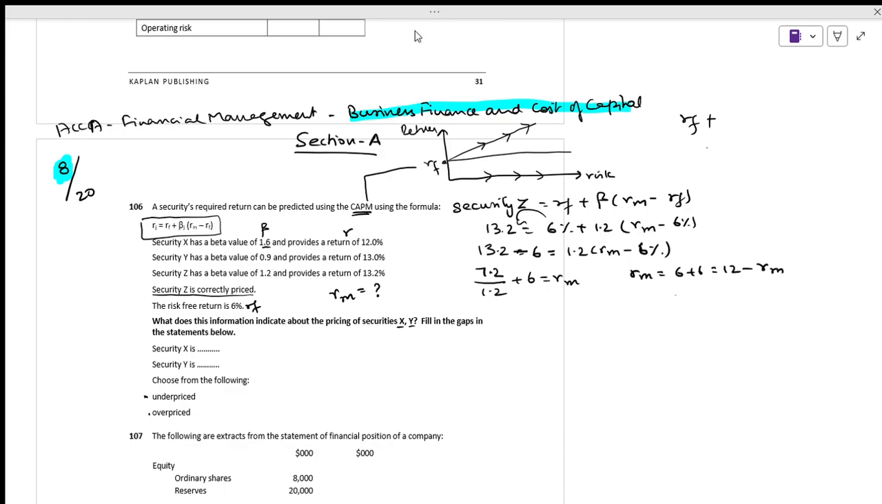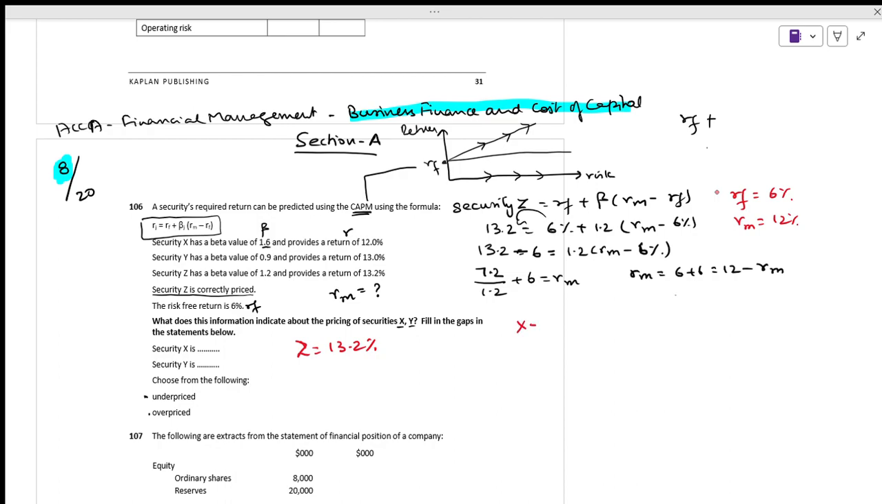Now you have all the things. RF is 6%, RM is 12%, and beta is unique for every security. We have calculated for Z, 13.2. It is correctly priced.